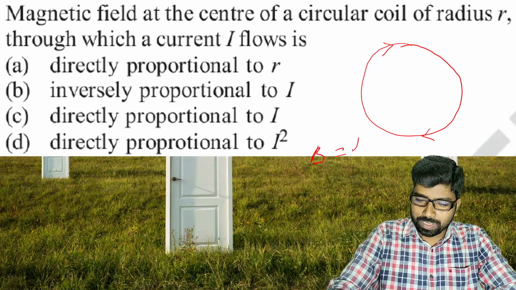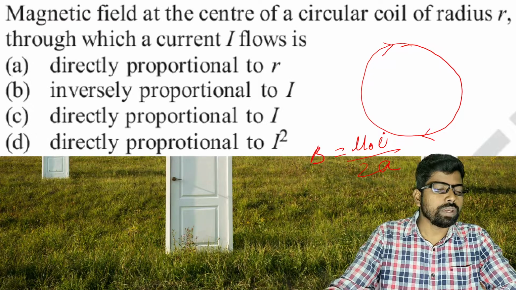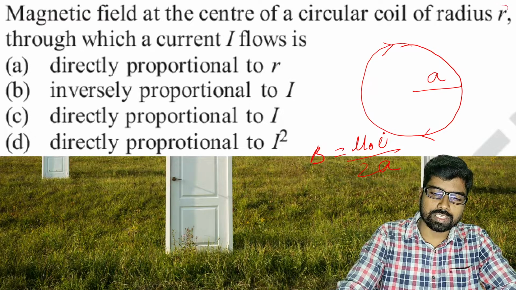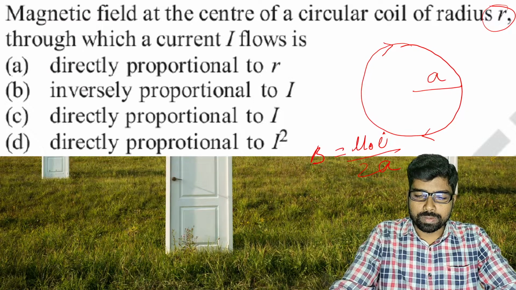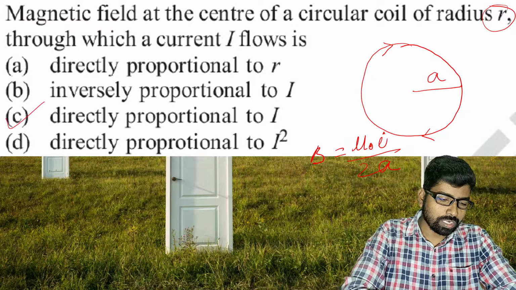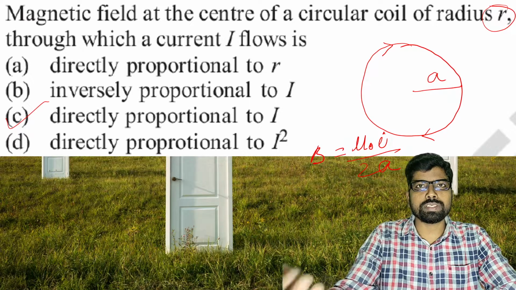It will be mu naught I by 2 into A, where A stands for the radius. Of course, here in the question, the radius is given R. So then B is equal to mu naught I by 2 A, and I think the answer you can understand. Here it is given that the field at the center of the coil of radius r through which the current I flows. So I think now you got that idea. So option C is the right answer. Now let us go to the next question, and it is on the screen.